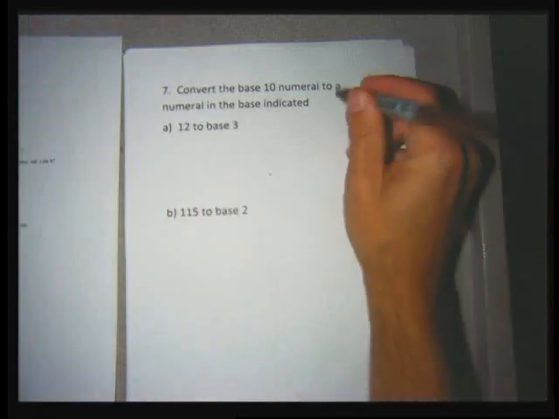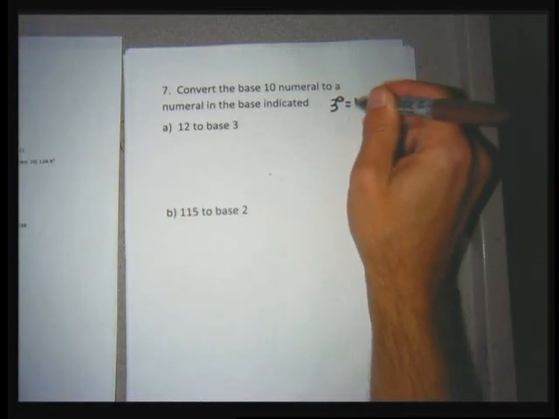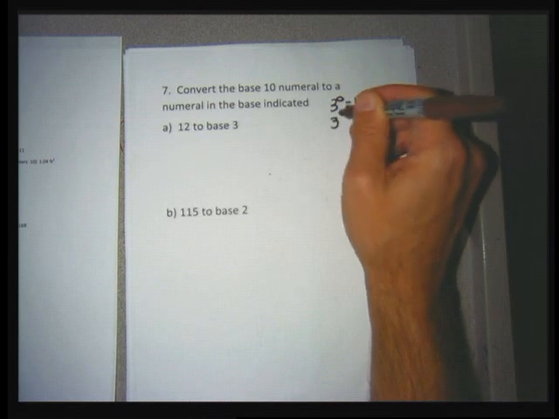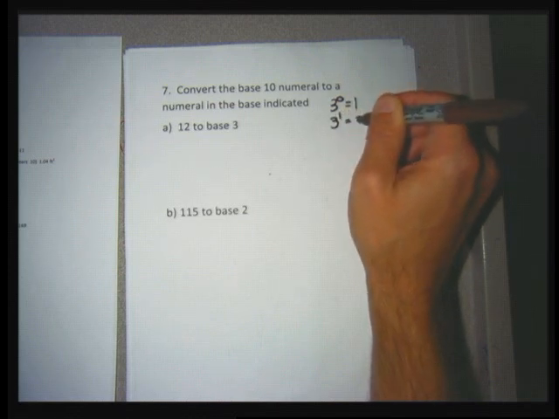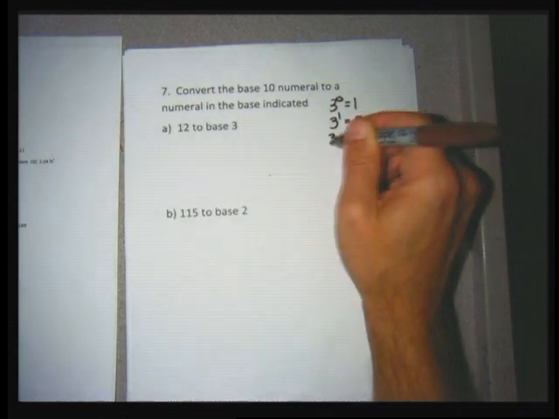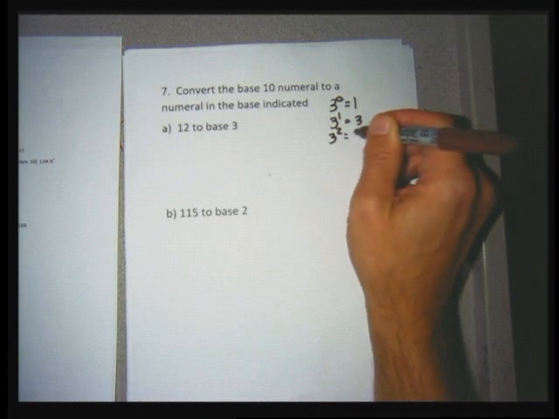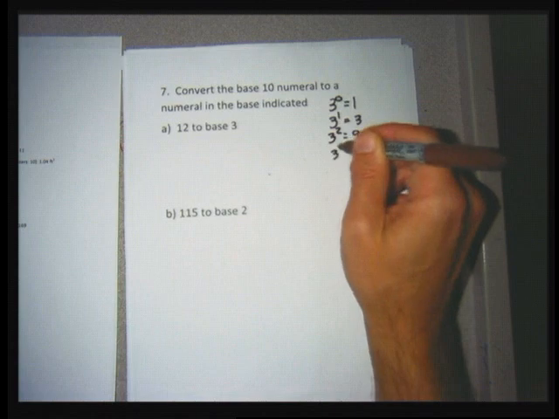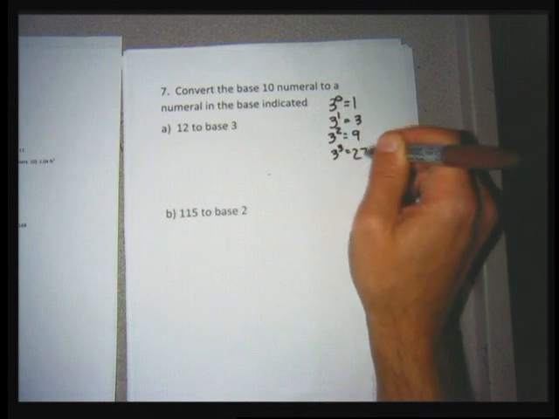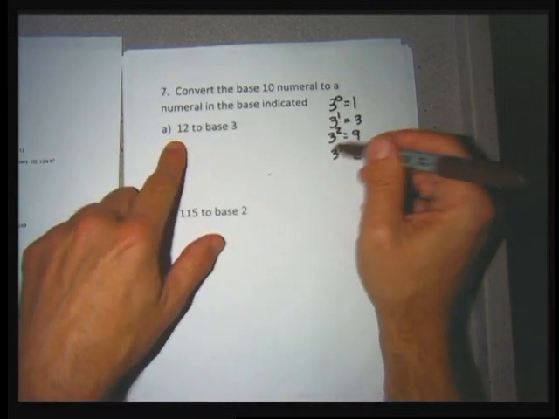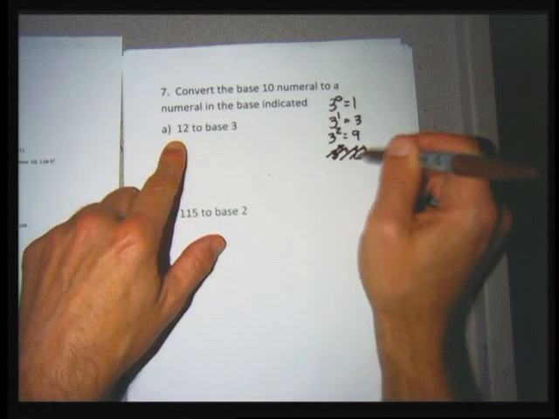7 wants me to convert into a base, and to convert to base 3, I have to know my powers of 3. 3 to the 0 power is 1. 3 to the first power is 3. 3 to the second power is 9. 3 to the third power is 27. 27 is bigger than the 12, so I'm not going to need that. My answer is going to have 3 positions.